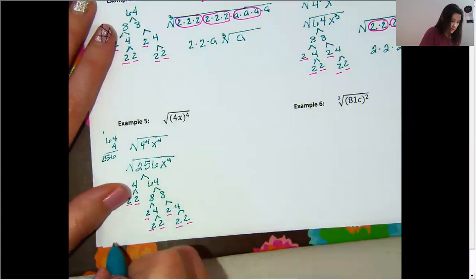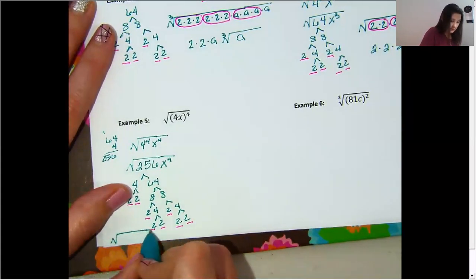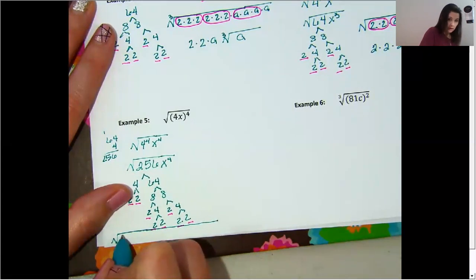1, 2, 3, 4, 5, 6, 7, 8. I am going to write this down here. I know it's going to be really small, but I think that's the only way that I'm going to have enough space.